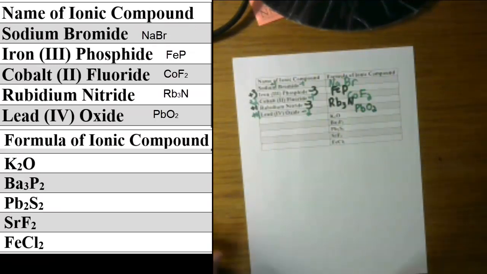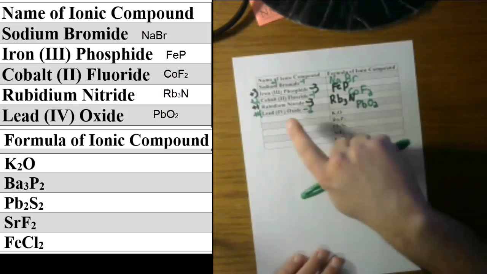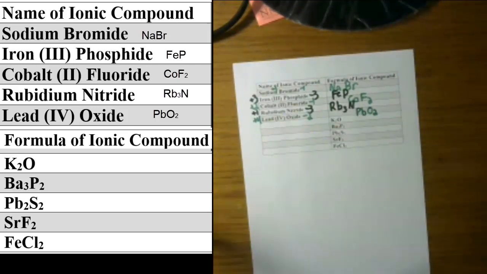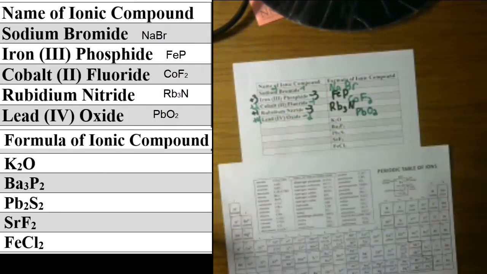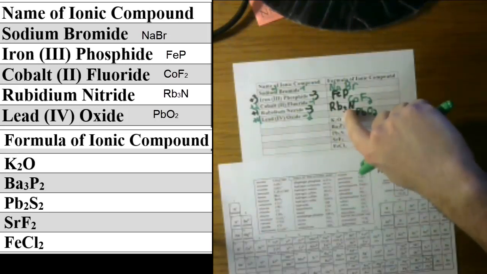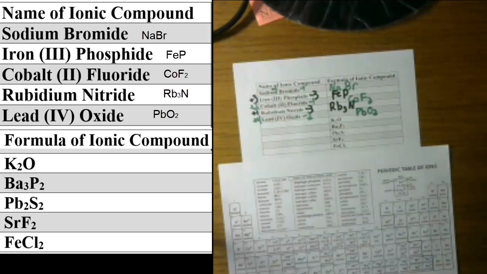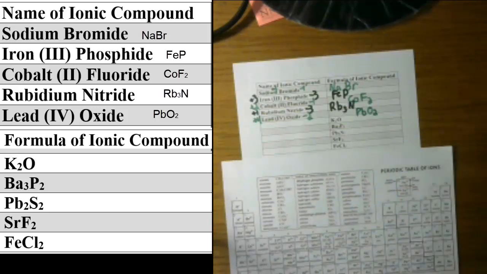Those are done. Next up we have going from formula to name. Now for these, I should keep this over here actually. The only time that you don't just put metal blank-ide is if it can make more than one charge. So when you do these ones, you have to take a look at the table here to check that.